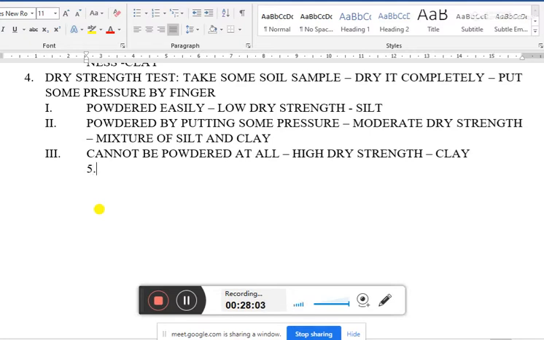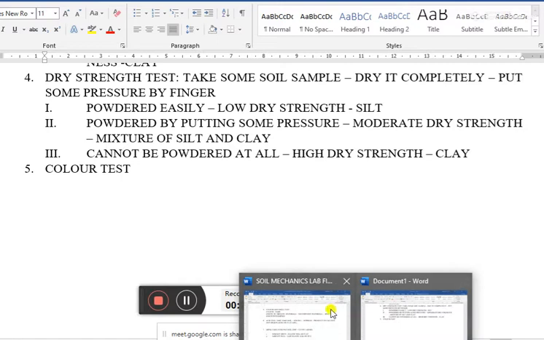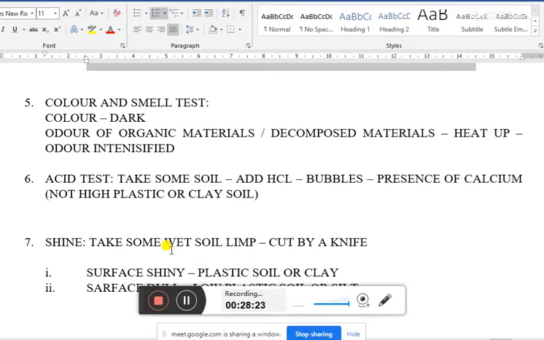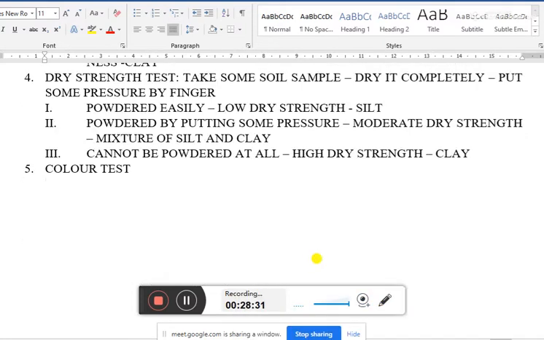Now, there is one simple test of color. From the color test, you can find out whether the soil is of organic material or not. If the soil has a dark color, then the soil is of organic substance or organic material.